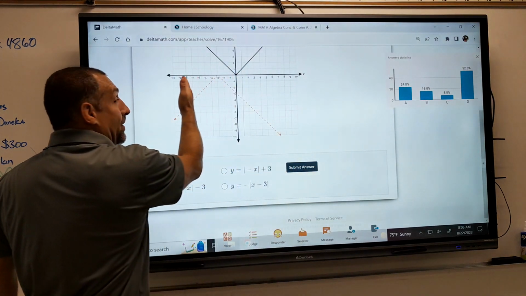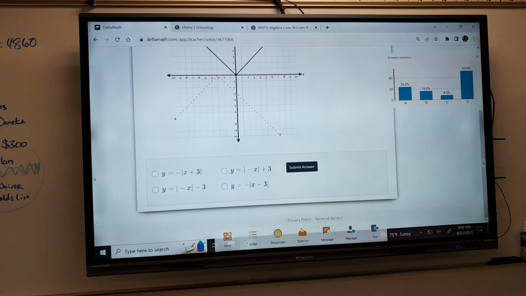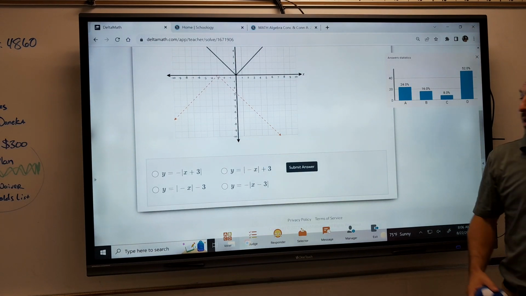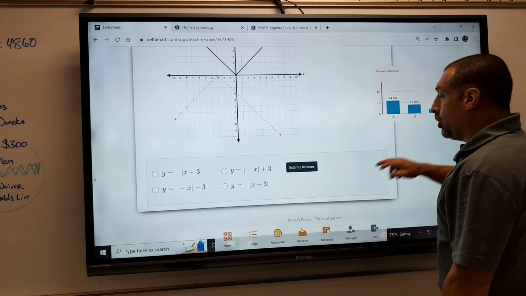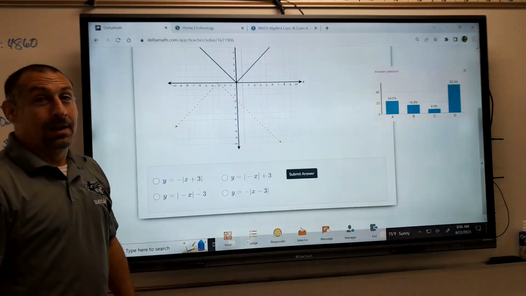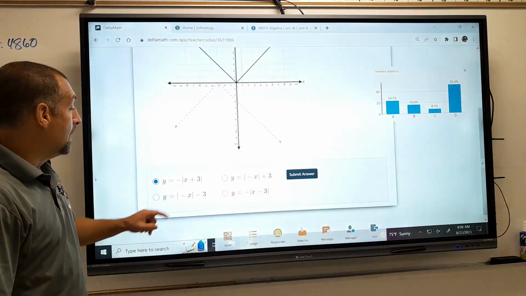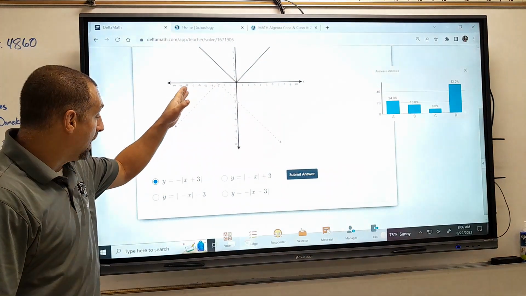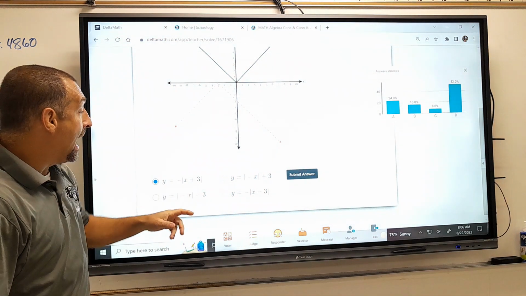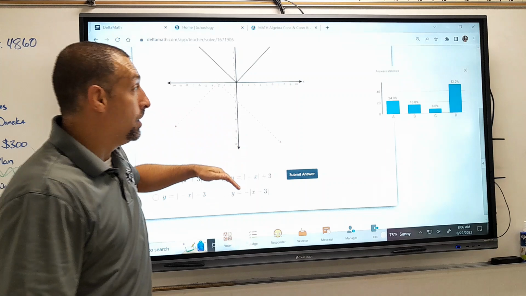I know these are the negative x's, but for this one, if you look up there, it says to move left, you use positive. Okay, so 52% chose D. Not looking good. I'm pretty sure it was supposed to be A because the positive 3 will move left 3, the negative in front flips it, and there's no outside number because it didn't move up or down.